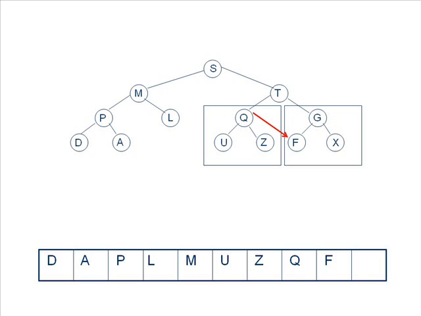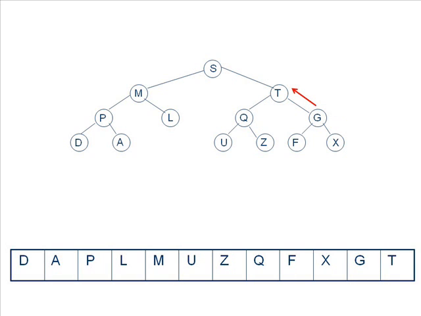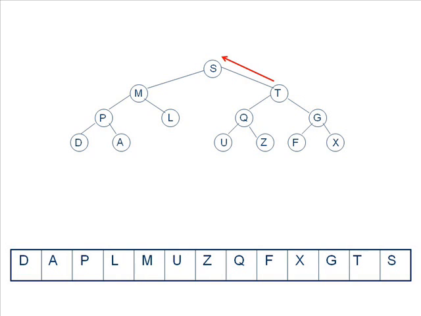T is the parent node of this small subtree, and G, F and X form the right subtree. So from Q we start processing the right subtree. In the right subtree G, F, X, F is the leftmost. So we go to F. Then the right child node of G, F, X is X and then we move to G. Now we move to T, which is the unprocessed parent, and finally to S. So this is called post-order traversal of binary trees.